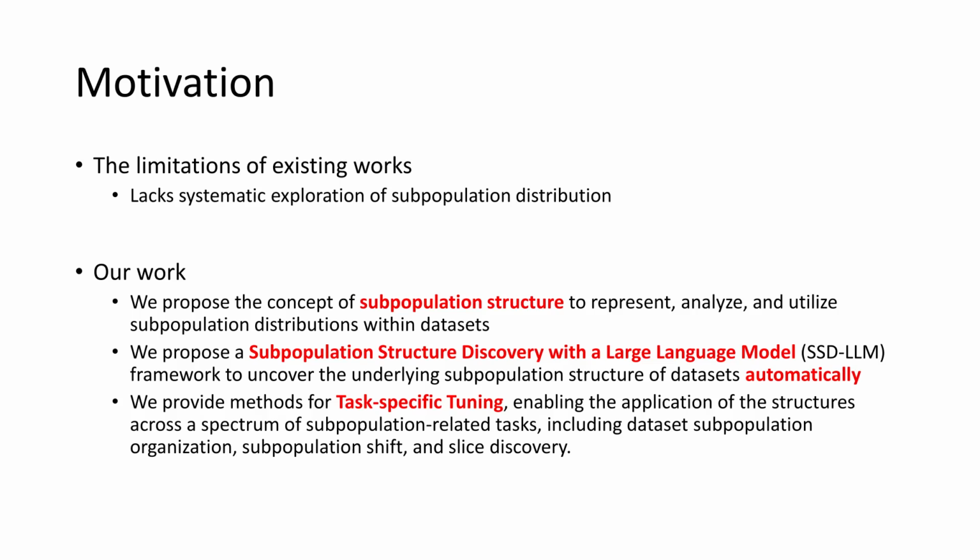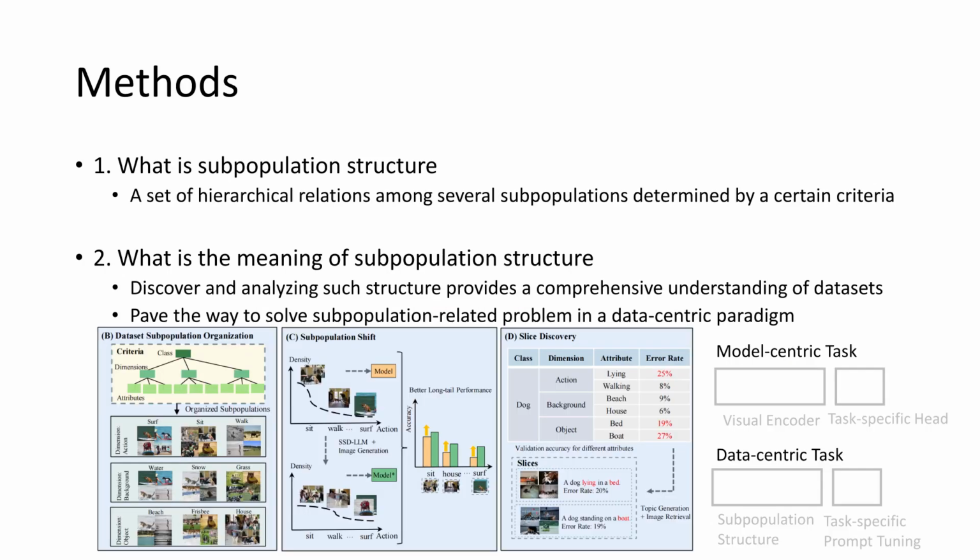Despite the significance of understanding the data, existing studies lack systematic exploration into the distribution of subpopulations within datasets. To address the gap, our research makes several key contributions as follows. Next, we will introduce our method from the aspects of subpopulation structure definition, significance, type, automatic discovery, and downstream task application. First comes the definition.